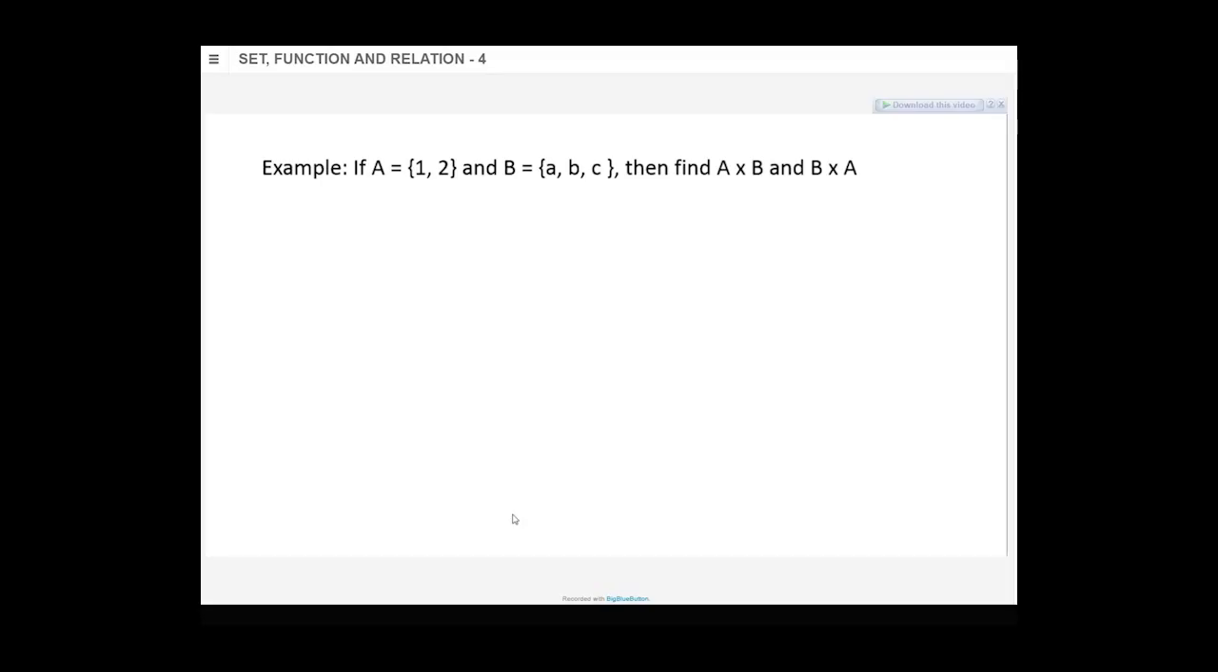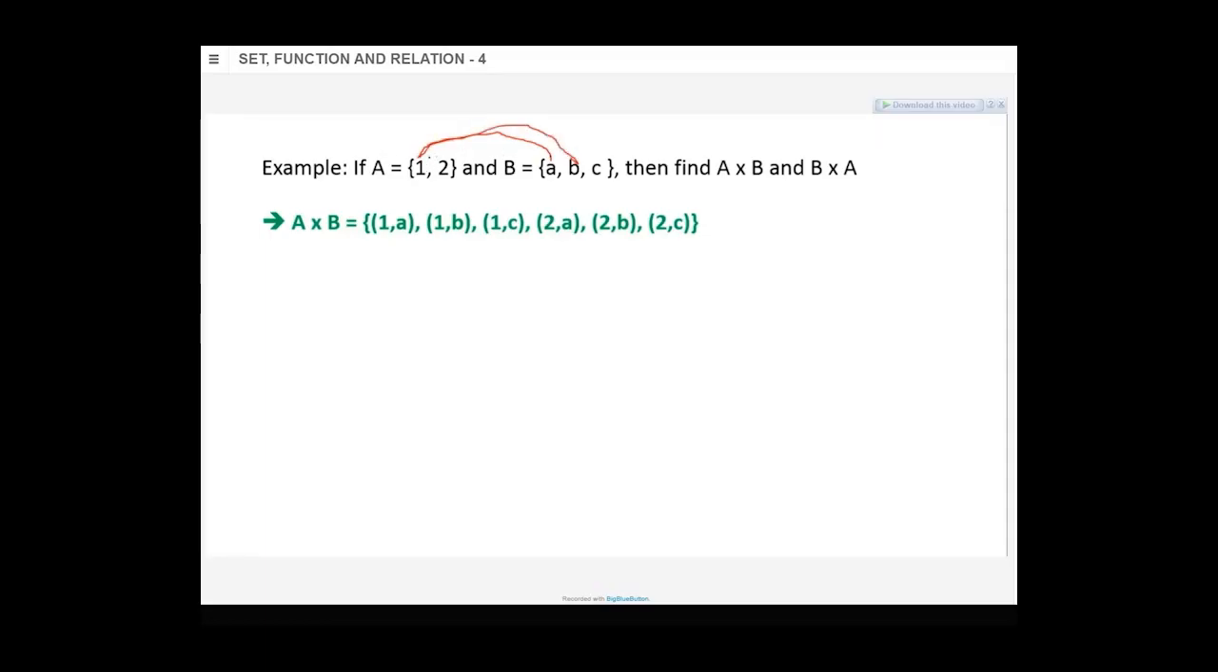Then B cross A. B cross A, order is important. B first, so it will be ulta: a1, a2, then b1, b2, then c1, c2. In brackets, a1, a2, b1, b2, c1, c2, and in between comma, comma, comma.